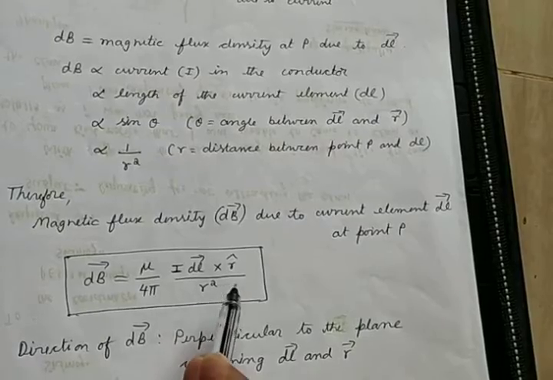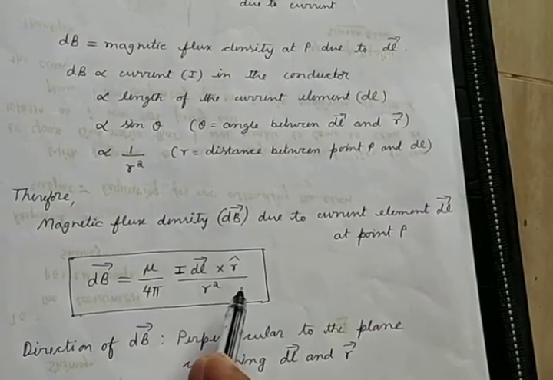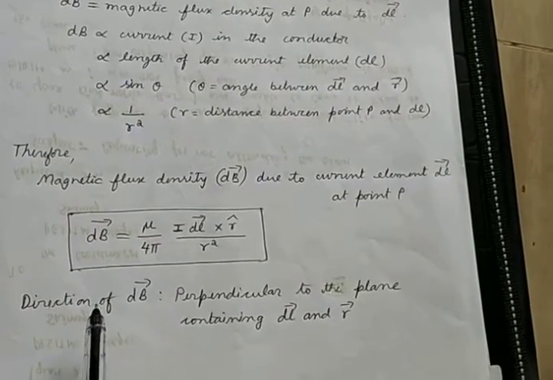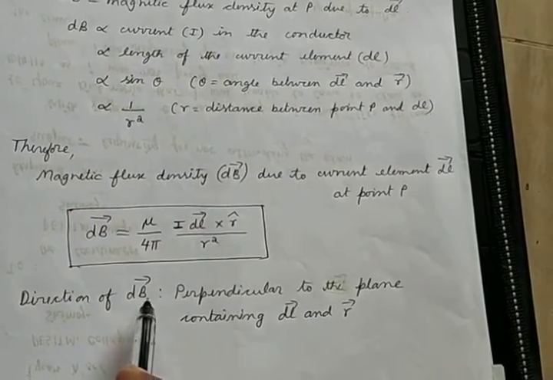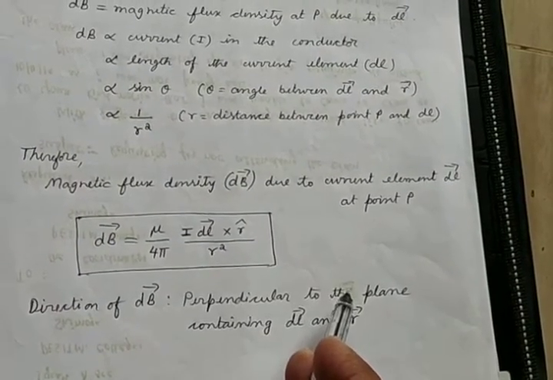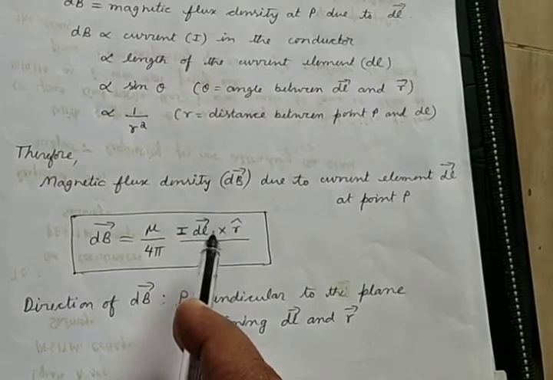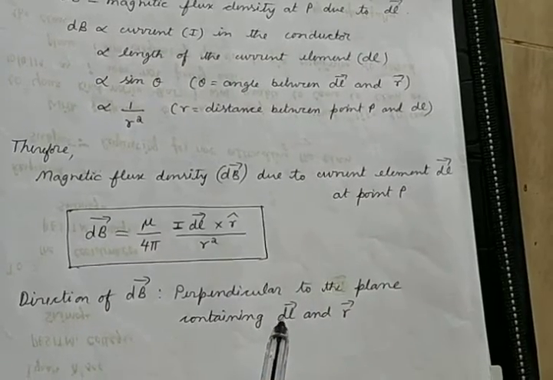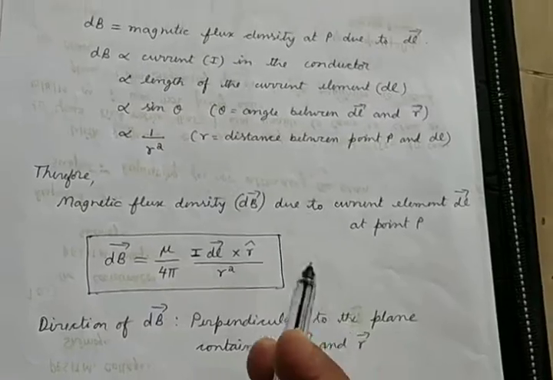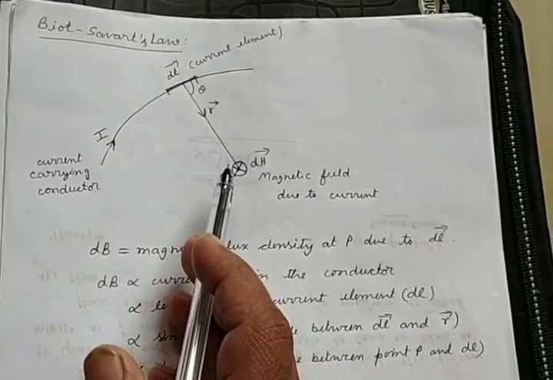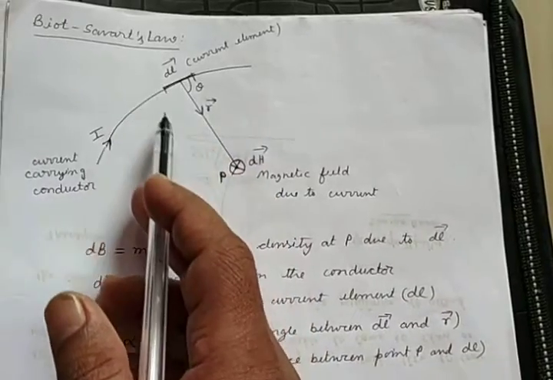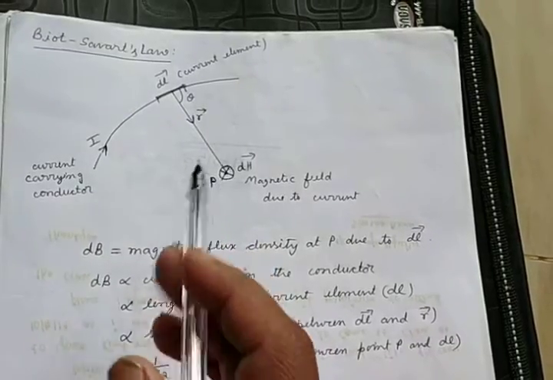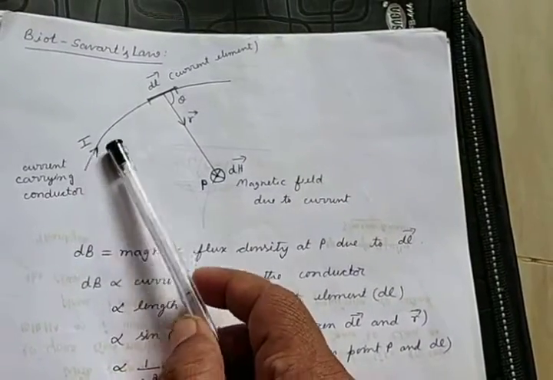So this equation gives us both the magnitude as well as the direction of the magnetic field produced by the current element. Now the direction, if we look at it, the direction of dB bar is perpendicular to the plane containing the current element vector and the position vector. So here it is perpendicular to the plane containing dl bar and r bar, which is perpendicular to the plane of this paper. So that is the direction of the magnetic field produced due to the current passing through this conductor.